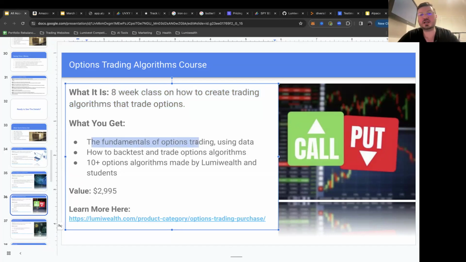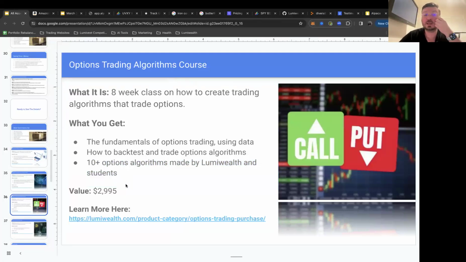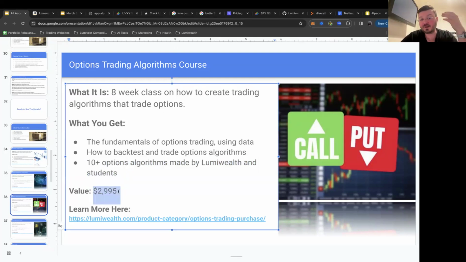So what you'll get is you'll learn the fundamentals of options trading using data. If you know how to trade options, we'll show you the data-centric side of that. We'll show you how to backtest and trade option algorithms. And then we give you, I say 10 here, I think there's actually more than 10 now, option strategies that you can get right out of the box with this course. We normally sell it for $2,995, but again, it's part of the all access plan as well.